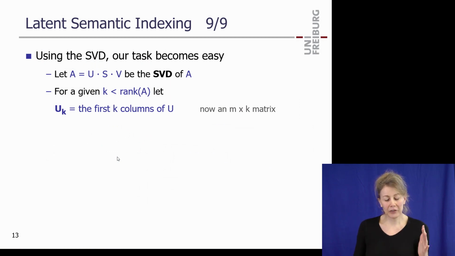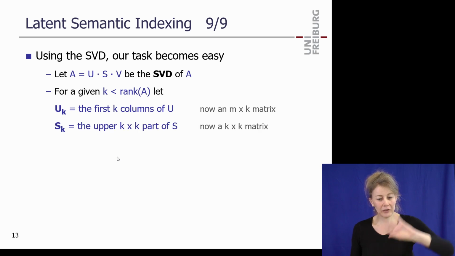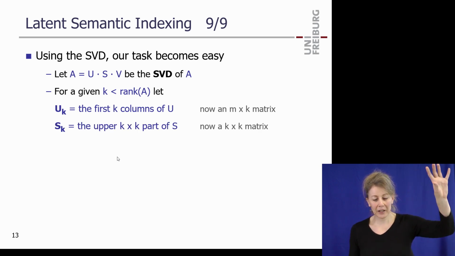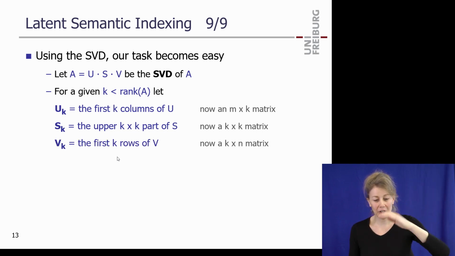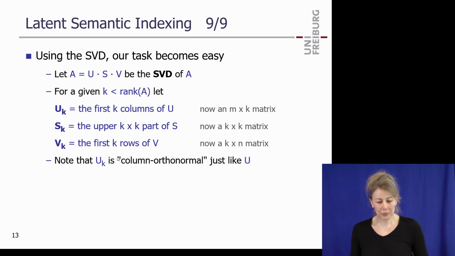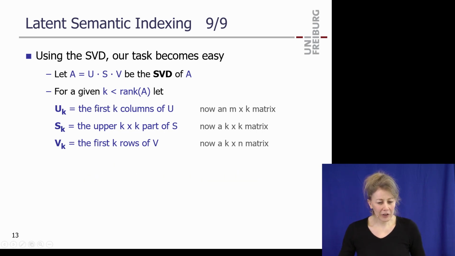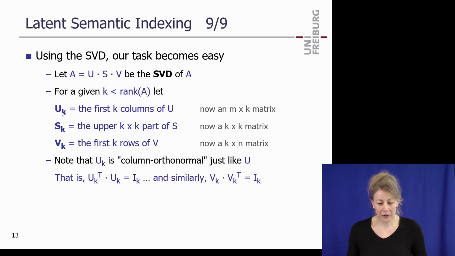Just take the first k columns of U, so the first 2 in this case. Take the first 2 diagonal values of S, they are sorted by size, so the 2 largest, and take the first 2 rows of V. As I told you, the columns of U are pairwise orthogonal and normalized. If I take a subset, they are still pairwise orthogonal and normalized, right? I'm just taking something away. And S is still diagonal.